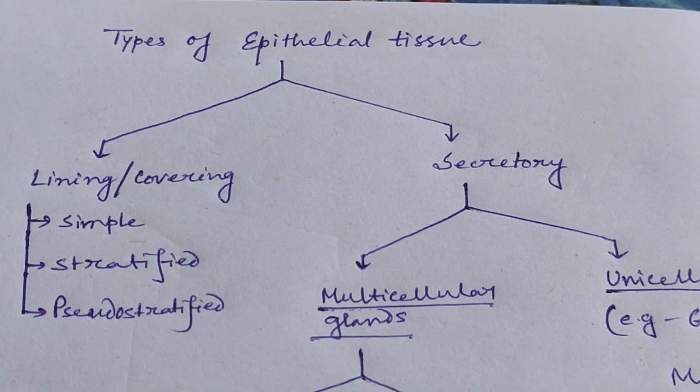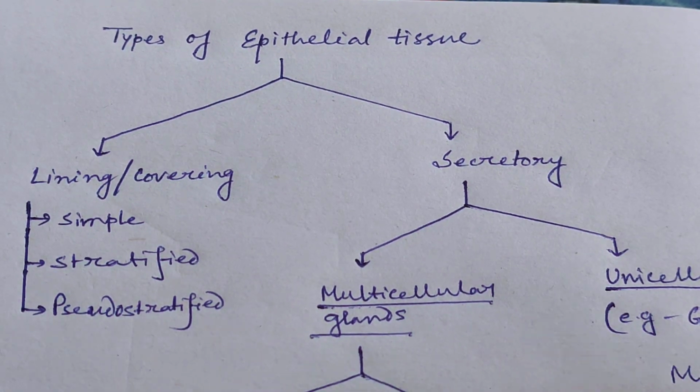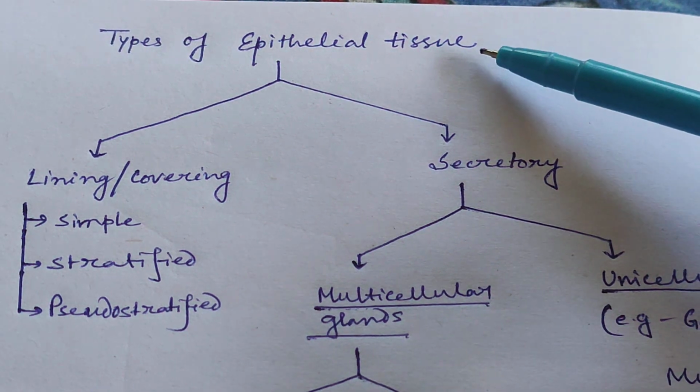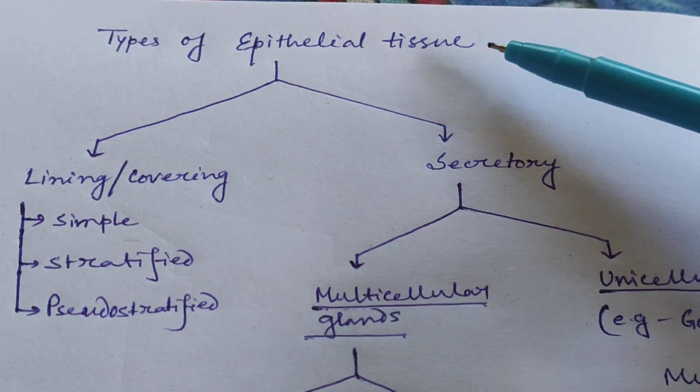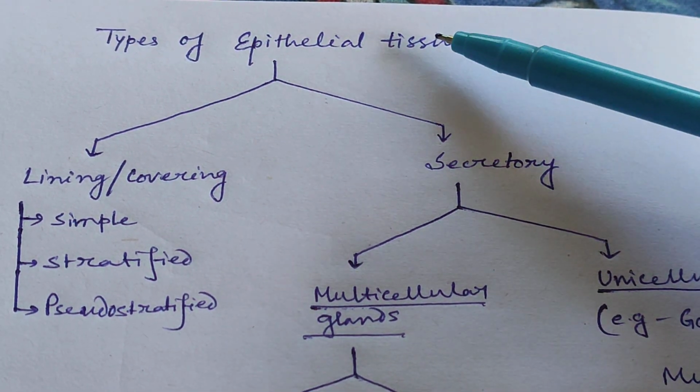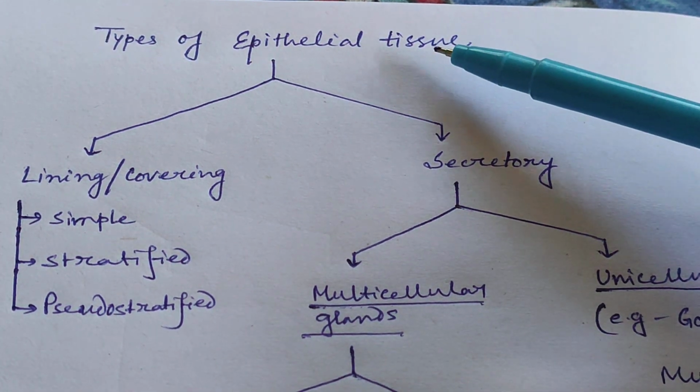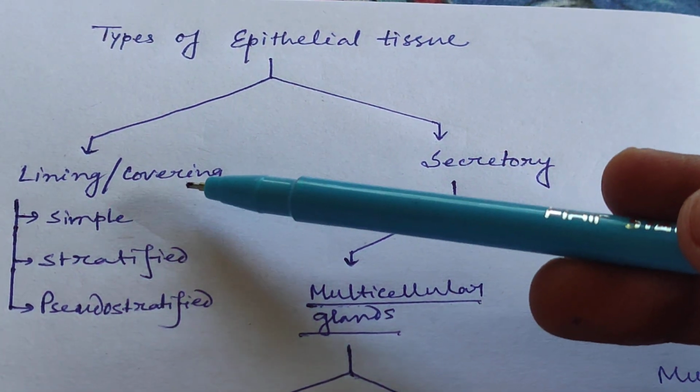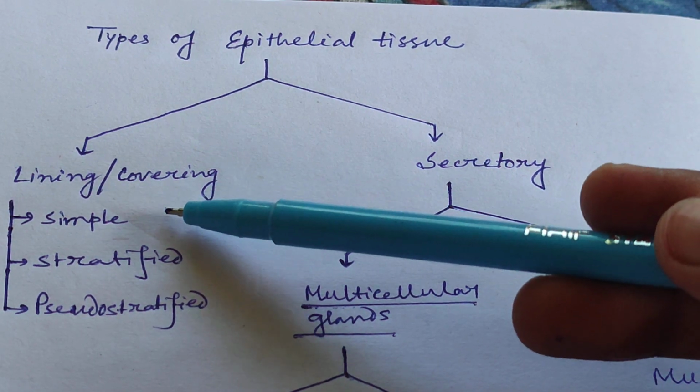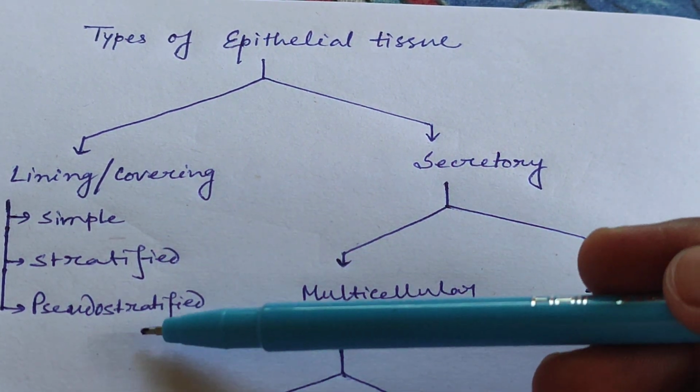Welcome back everyone. In this video we are going to discuss types of epithelial tissue, and this is part 2 of our video. We know that there are two types of epithelial tissues. One is lining or covering epithelial tissues, which could be of three types: simple, stratified and pseudostratified.